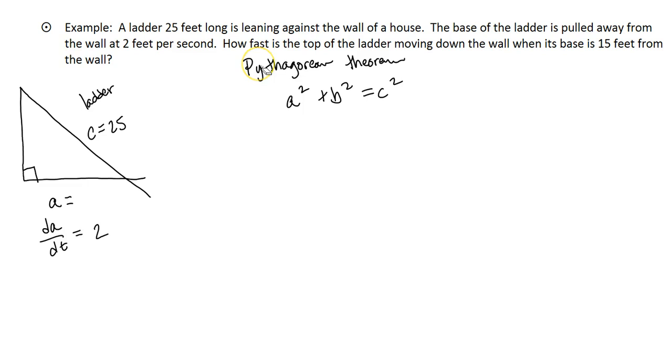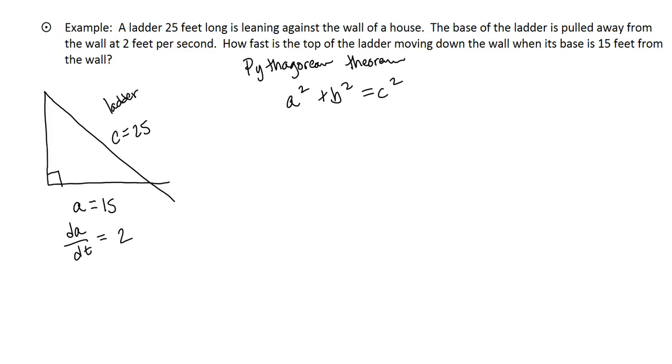It also asks us how fast is the top of the ladder moving down the wall when its base is 15 feet from the wall. So we also know that A is 15, that's this distance. And we can conclude the rate that we're looking for: we want to know how fast the top of the ladder is moving down the wall. That's how quickly this side is shrinking. So we're looking for dB over dt if this side is B, and we don't know the value of B yet. So this is our big question mark.